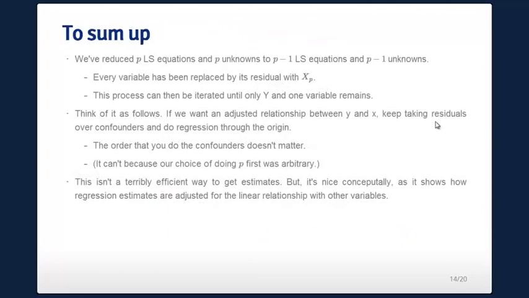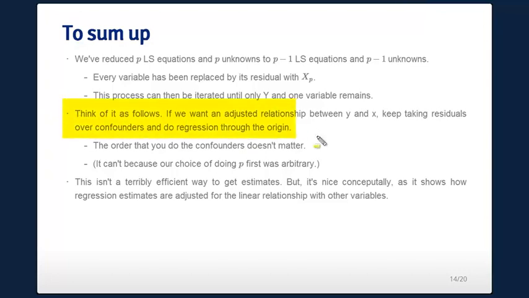So we're at the same set of equations, but instead of having p of them, we have p minus 1 of them. And then you can just keep doing this process. Then you have p minus 1 of them. You can do it again and get down to p minus 2 and so on until you're down to the one adjusted effect that you want, and then you have it.